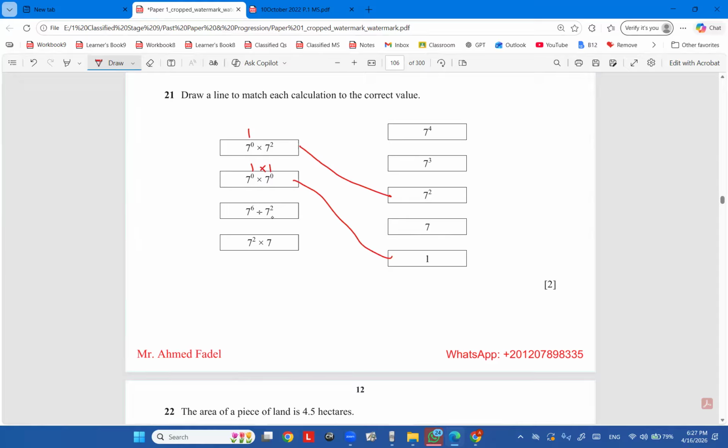7 to the power of 6 divided by 7 to the power of 2 will give you 7 to the power of 4, minus the indices. 7 to the power of 4. This one here, add the powers, so it's 7 to the power of 2 times 7 to the power of 1. It gives you 7 to the power of 3, adding 2 and 1.